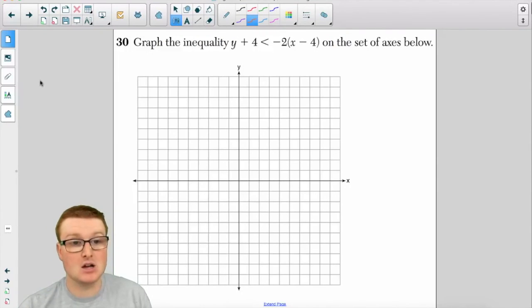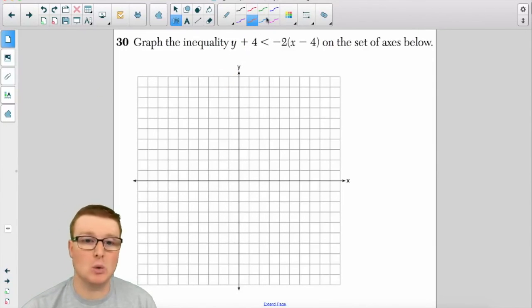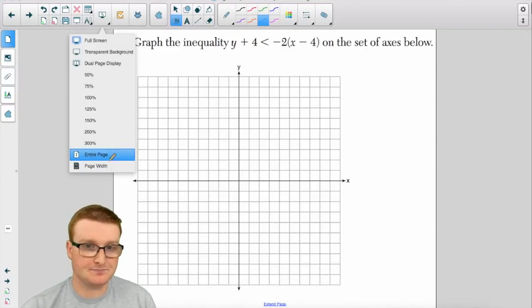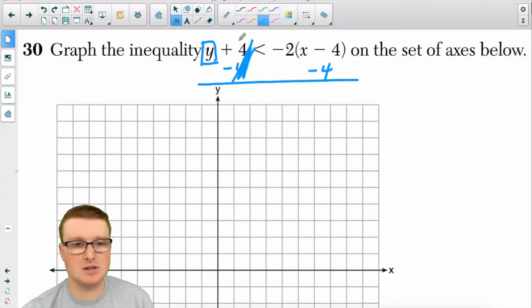Number 30. Graph the inequality y plus 4 is less than negative 2 times x minus 4 on the set of axes below. So what we're going to do first is we're going to isolate that y by itself. Put it by itself. So your job is to subtract the 4 on both sides.